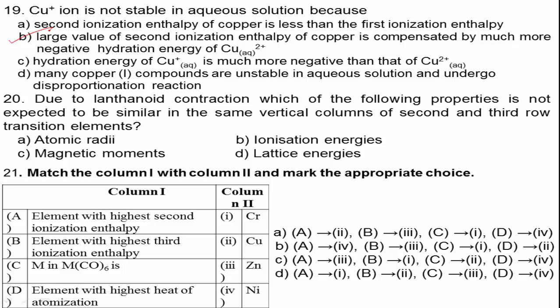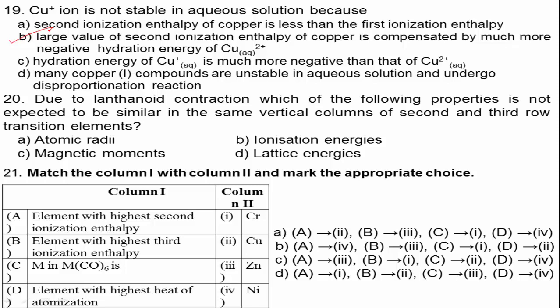Next, question number 20. Due to lanthanide contraction, which of the following properties is not expected to be similar in the same vertical columns of the second and third row of transition elements? Options: atomic radii, ionization energies, option C magnetic moments, option D lattice energy. See the question once again. Due to lanthanide contraction, which of the following properties is not expected to be similar in the same vertical columns of second and third row transition elements?